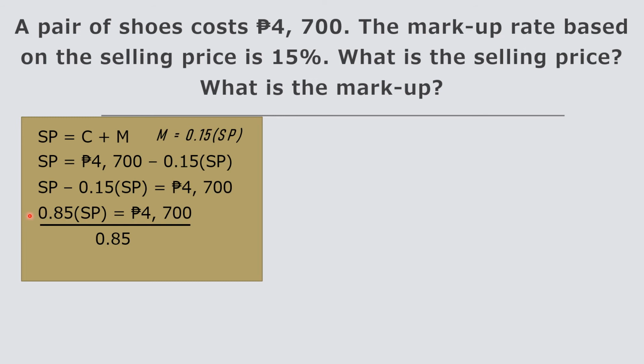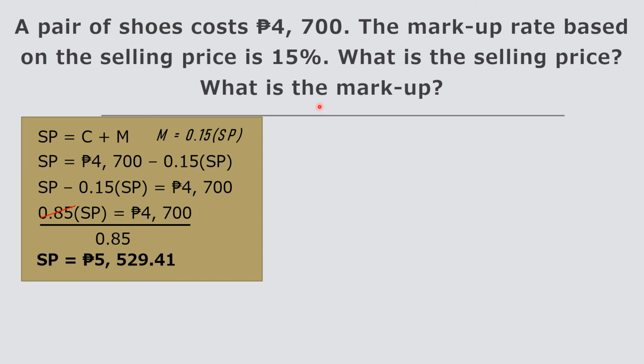By division, the 0.85 beside the selling price will be cancelled out since 0.85 divided by 0.85 is equal to 1. Then when we divide 4,700 pesos by 0.85, it will become 5,529 pesos and 41 cents. This is now the value of the selling price, and it answers the question above. Next, let's proceed to the second question.